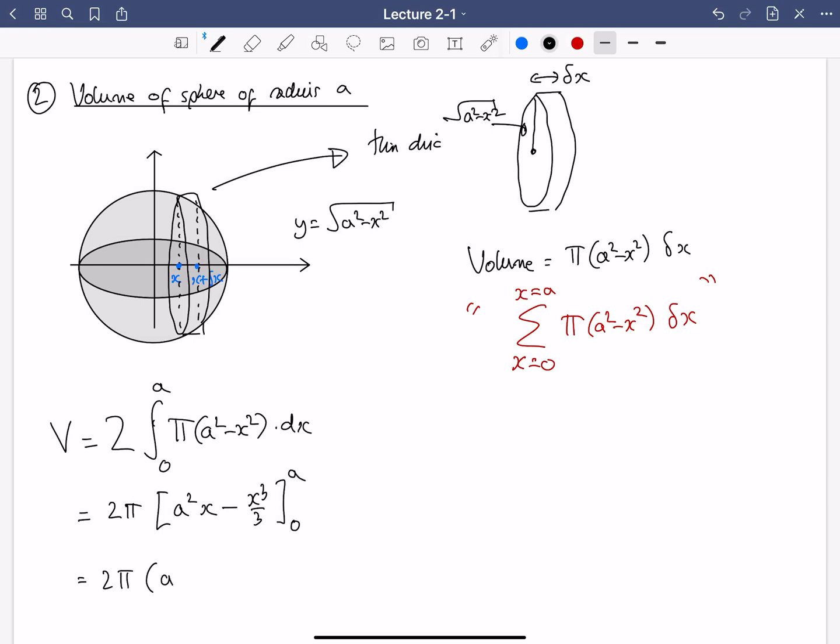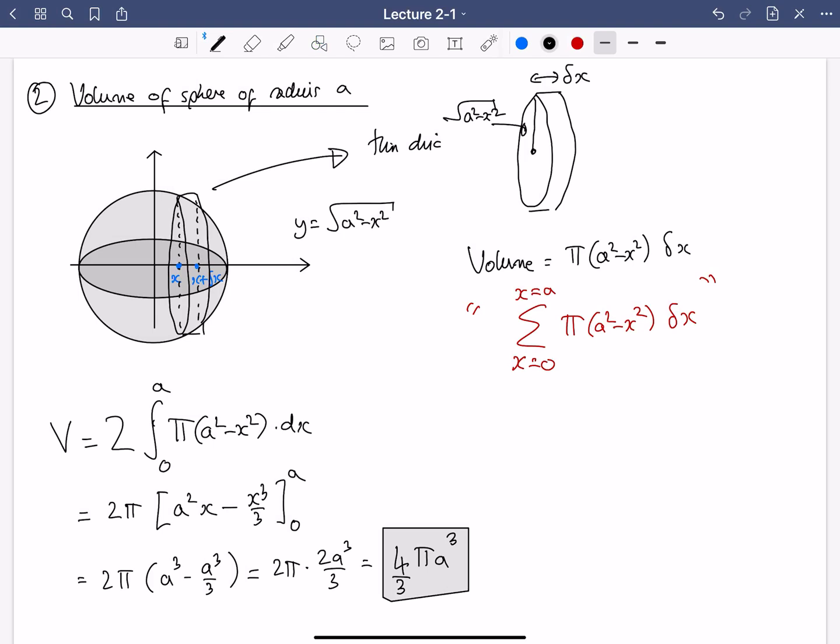So what have I got? I've got a cubed minus a cubed over 3. So that's one lot of a cubed minus a third a cubed, so that's 2/3 a cubed, which is the formula that you probably knew we were going to get. 4/3 pi a cubed. Okay, so there's that famous formula for the volume of the sphere. Okay, so that's a nice easy one.